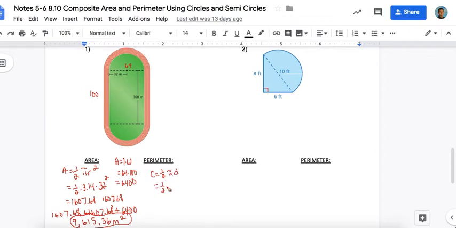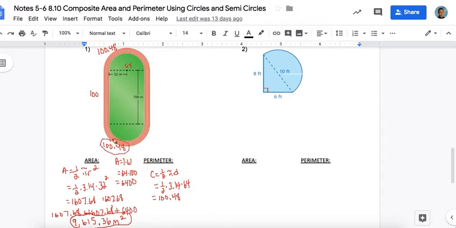So we're going to do 1/2 times 3.14. And remember that the diameter is 64. And so we have 100.48, and this is 100.48, and since the other one is the same size semicircle, this is also 100.48. Now I'm going to add my 4 parts.